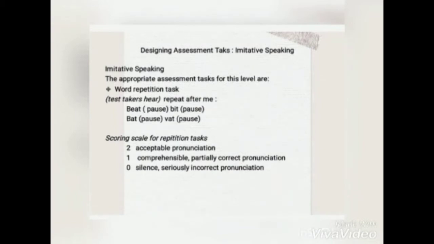Score for repetition task: 2 for acceptable pronunciation, 1 for comprehensible, partially correct pronunciation, and 0 for silence or seriously incorrect pronunciation.